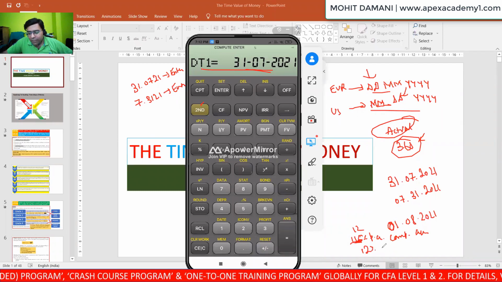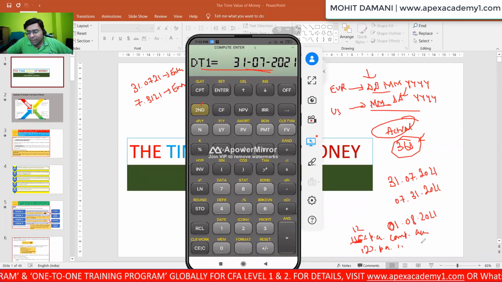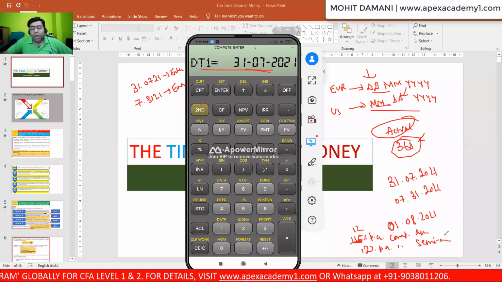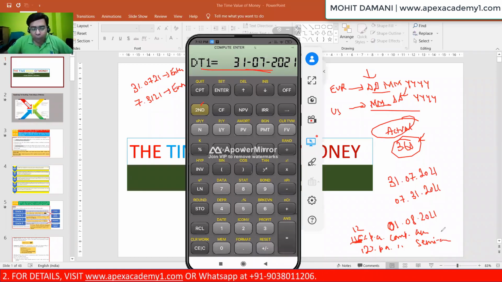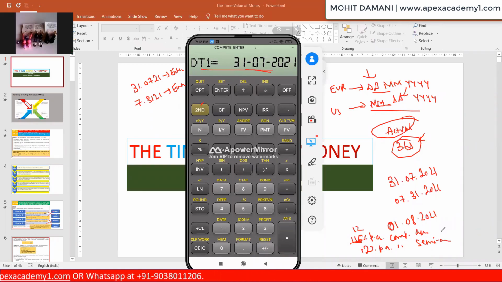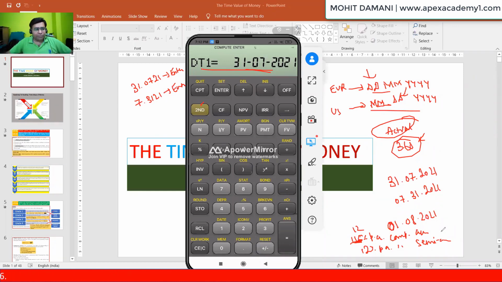and the other is 12% per annum compounded semi-annually. My question is, which one will you go for? Annually or semi-annually? Semi-annually. Okay, I got an answer, semi-annually.